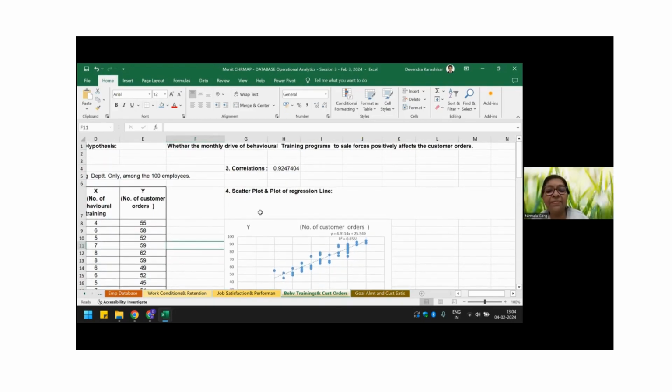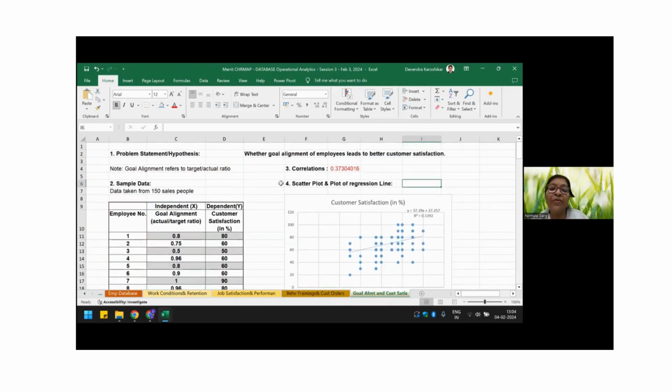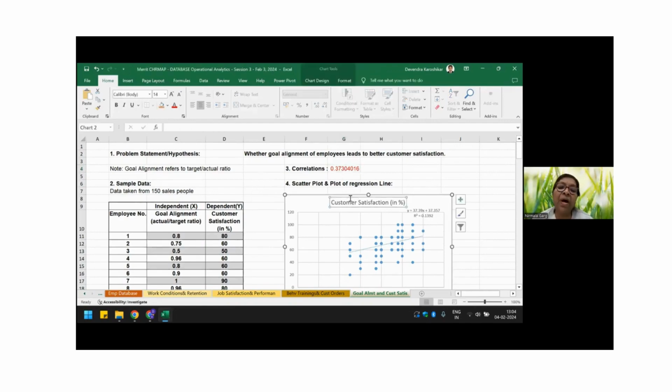Goal alignment. You don't even go to regression because correlation itself is 0.3. So when correlation is so low, you don't do regression at all, right? How can you predict when your correlation shows there is no association at all?